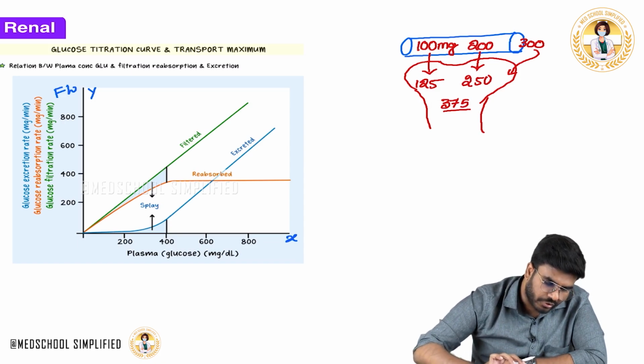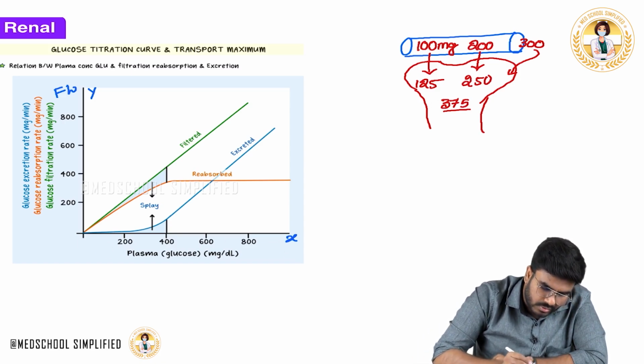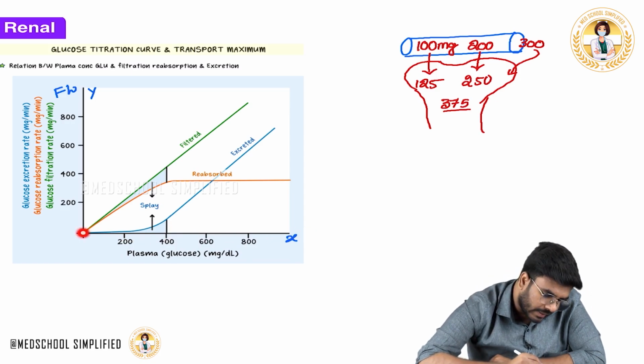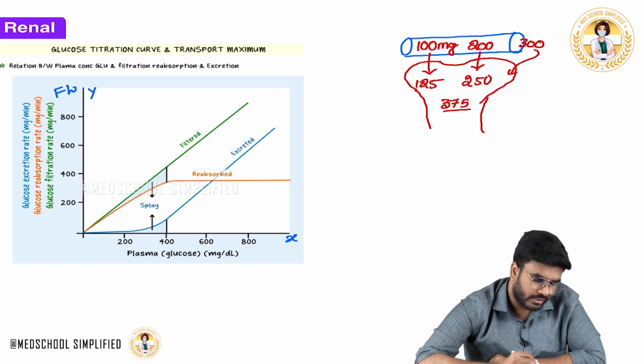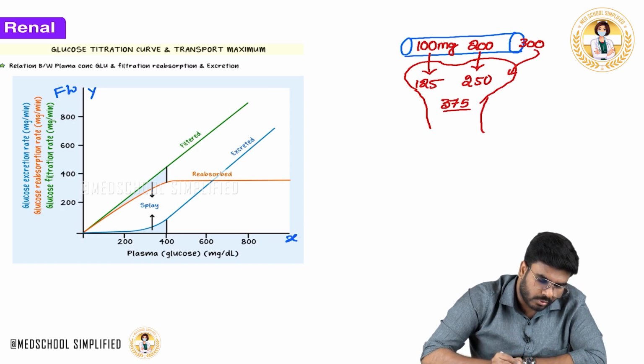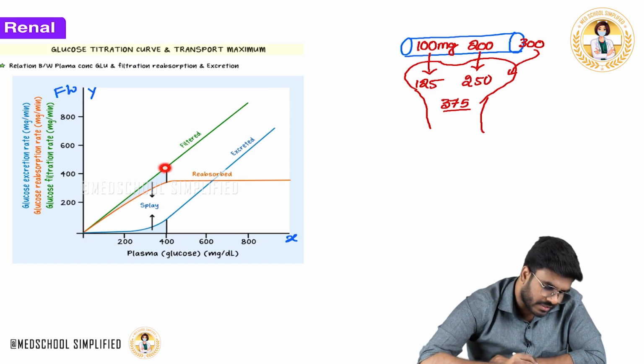So that's what I am showing you in this graph. See, this is the plasma glucose. If you are increasing the plasma glucose, automatically the amount of glucose which is getting filtered will also increase. It is like a straight line. If you increase the plasma glucose, automatically filtration increases.